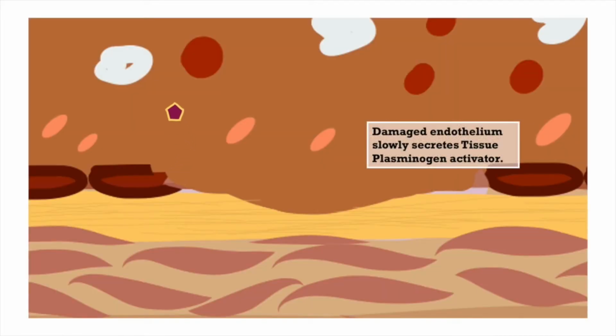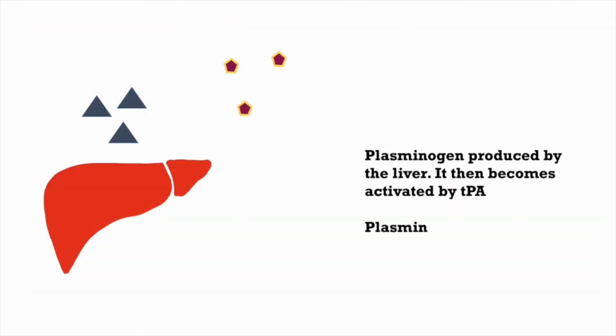So the process actually begins along with primary hemostasis. The damaged endothelium very slowly starts secreting tissue plasminogen activator, TPA, in low concentrations. Plasminogen is a protein produced by the liver. TPA then activates plasminogen into plasmin.